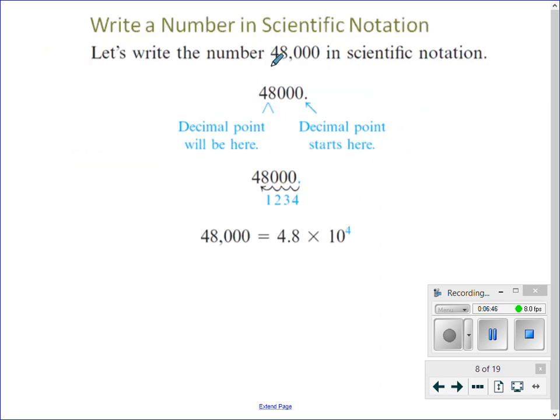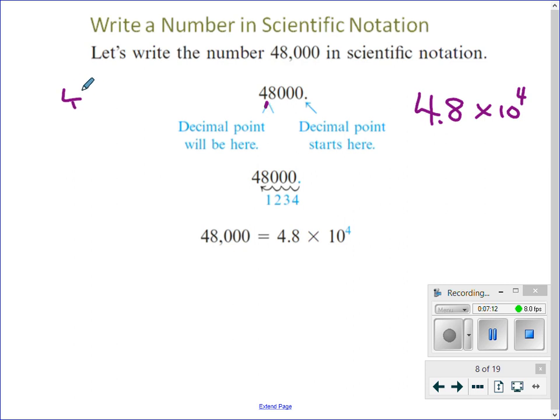So let's change a number to scientific notation. They are starting with 48,000. So scientific notation, as we know, we want 4.8 because that's between 1 and 10. Now the decimal point is over here on the right, and we're going to move it left 1, 2, 3, 4 places. When you move it left, I know it's strange, but you're going to make this a positive.